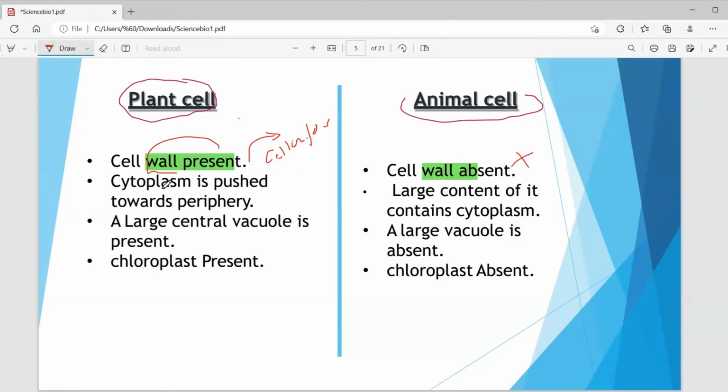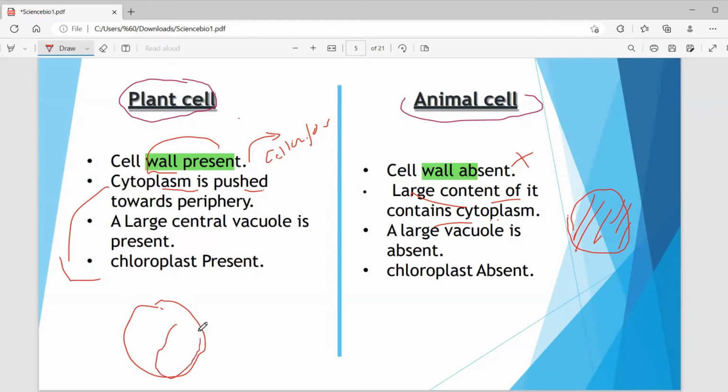The second one is the cytoplasm is pushed towards one side, towards the corner side. In the animal cell, there is a large content of cytoplasm overall. But in the plant cell, the cytoplasm is pushed by the vacuole. You can see it is pushed from this part. That is what they are explaining.